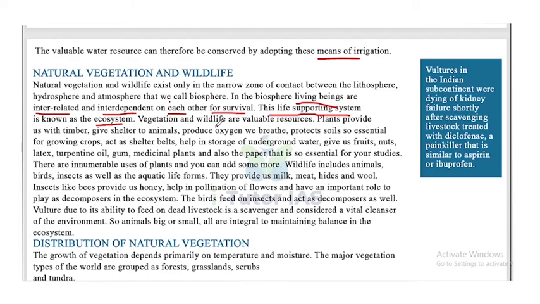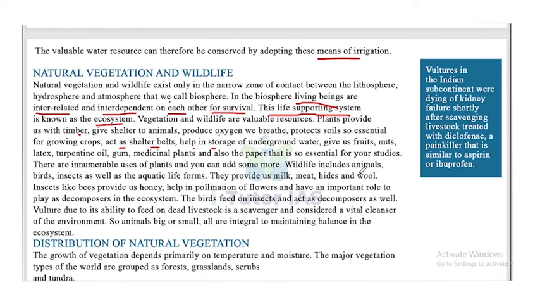Vegetation and wildlife are valuable resources. Plants provide us with timber, give shelter to animals, produce oxygen we breathe, protect soils so essential for growing crops, act as shelter belts, help in storage of underground water, give us fruits, nuts, latex, terpene, oil, gum, medicinal plants, etc. Also, the paper that is so essential for your studies. So these are innumerable uses of plants, and you can add some more.